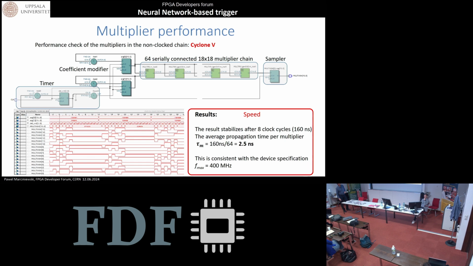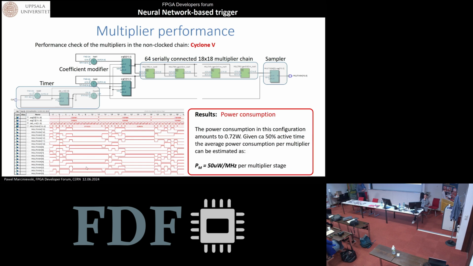One can also check how much power it takes, and I got 0.72 watt, which, given that we are working at 400 megahertz here, and that the duty cycle of that is only half, we get something like 50 microwatt per megahertz. It does not need to be linear. It's at the end probably somewhere.